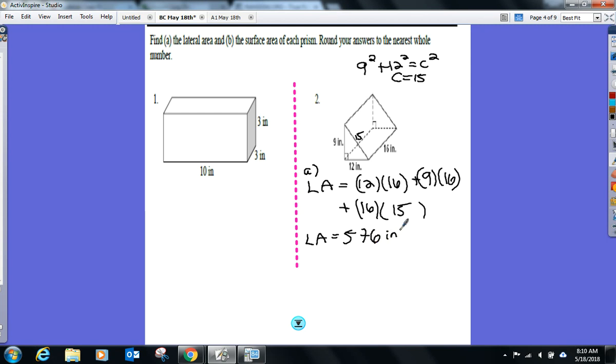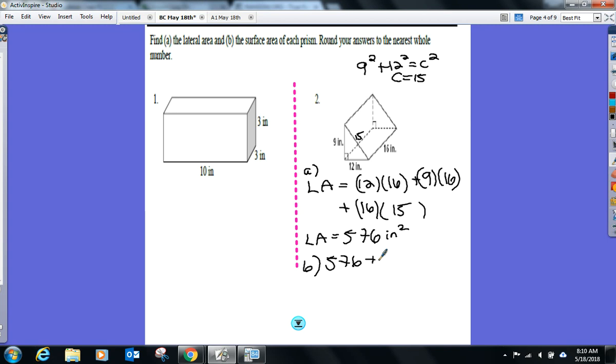Yes. It's area, lateral area, so square units. Surface area now, part B. Everything, guys. It's everything. You've already done part of the work, haven't you? You know area of 3 faces is what? 576. So I'm just going to take that 576 now, and what should I be adding in?